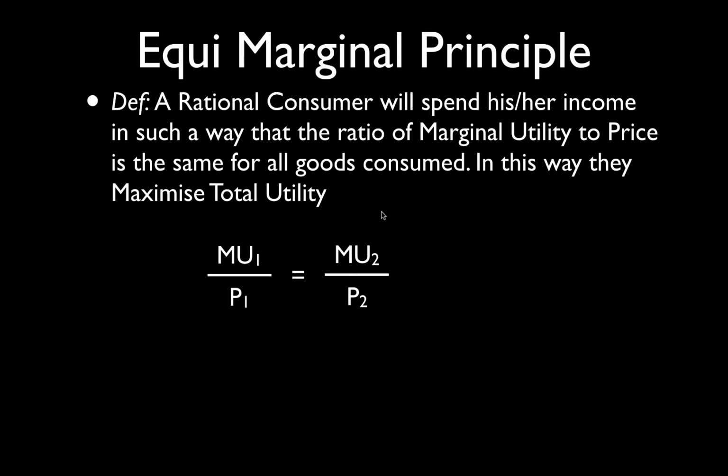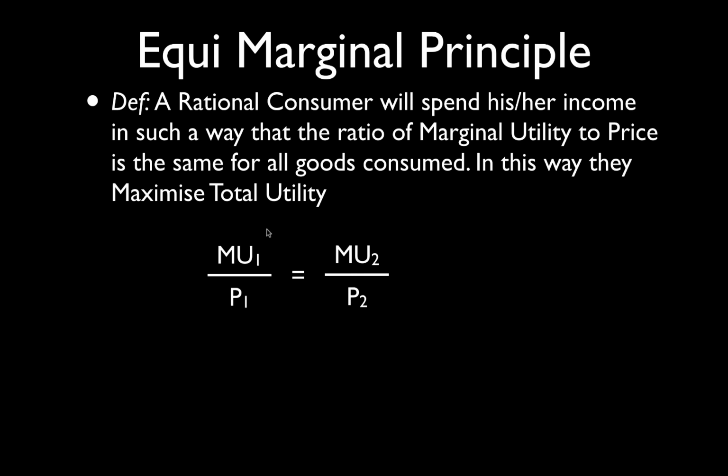A rational consumer, a consumer that takes actions consistent with their preferences, has limited income, is subject to the law of diminishing marginal utility, and wants to maximize utility or happiness, will spend his or her income in such a way that the ratio of marginal utility to price is the same for all goods consumed. In this way, they maximize total utility.